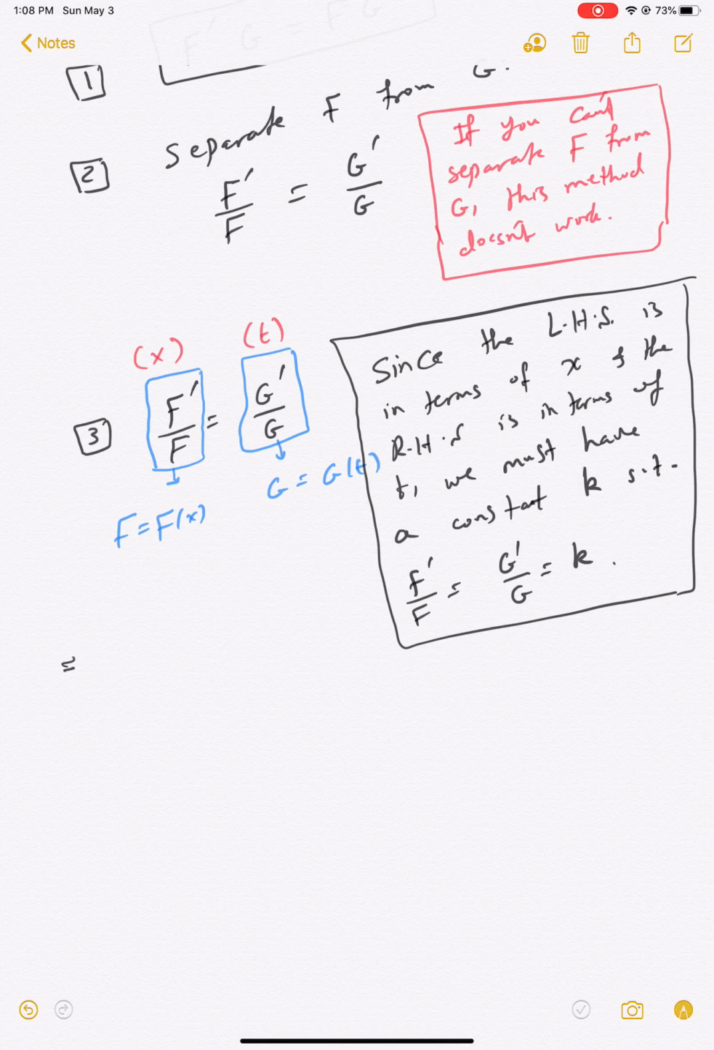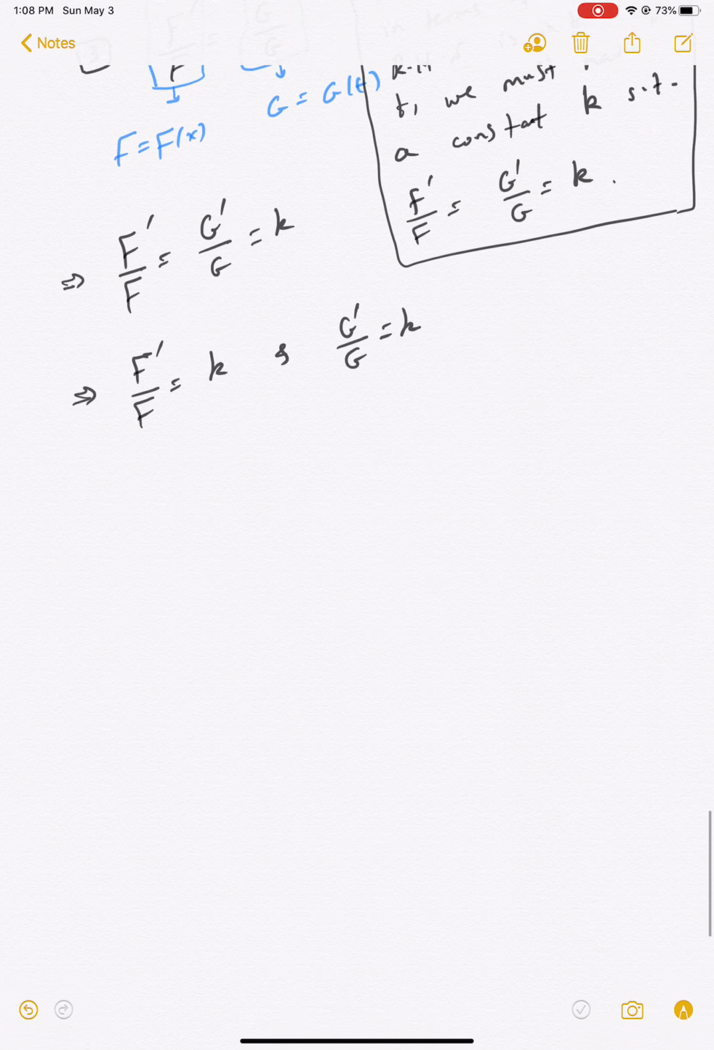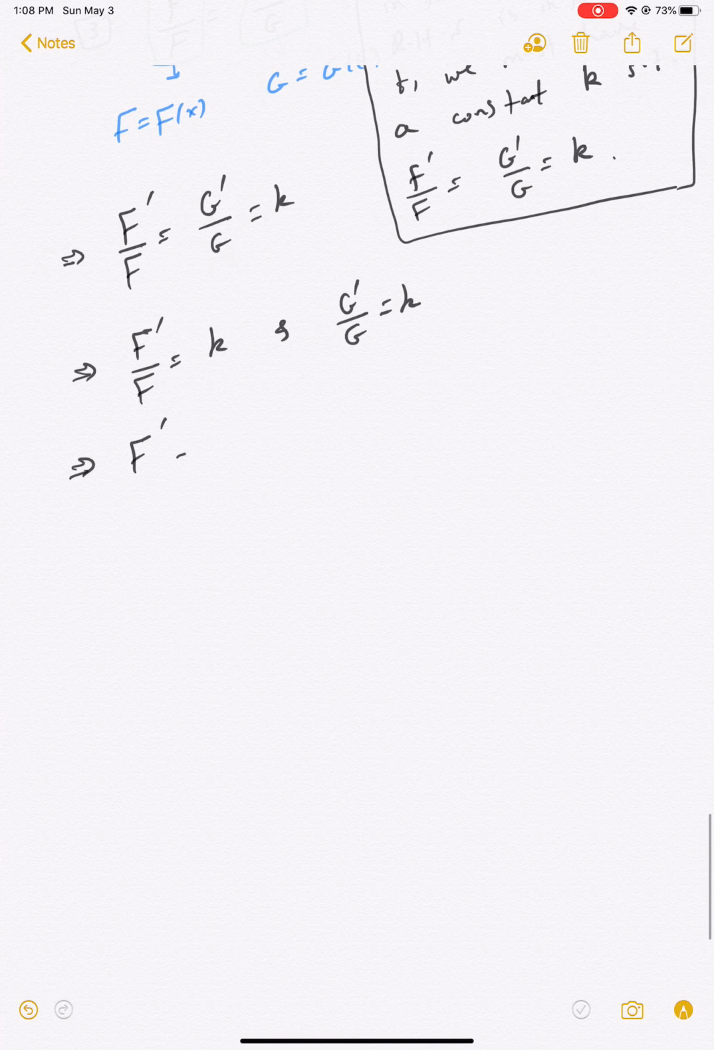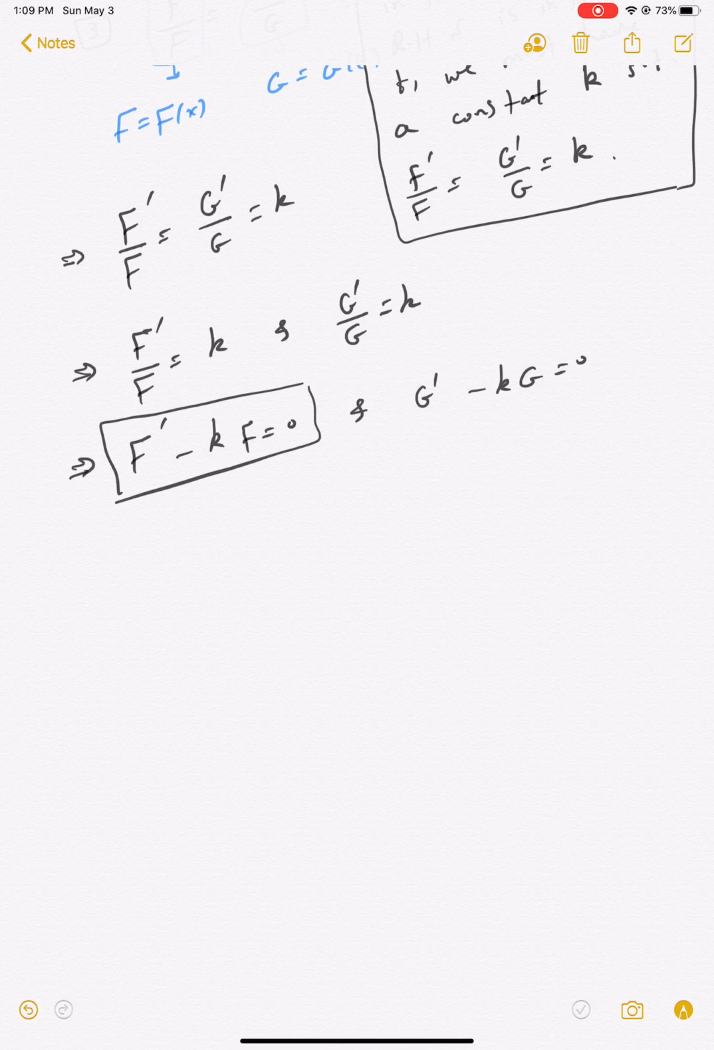So at this stage we say, okay, so there is a constant such that f prime over f equals g prime over g. What is this constant? We still don't know. And do we have enough information to find the k, this constant? We will have in other examples, but not in this preliminary example. So this is equal to k. What does it mean? This means f prime over f equals k and g prime over g equals k. But if you rearrange the terms, this is f prime minus kf equals 0 and g prime minus kg equals 0. And the nice thing is this is an ordinary differential equation.